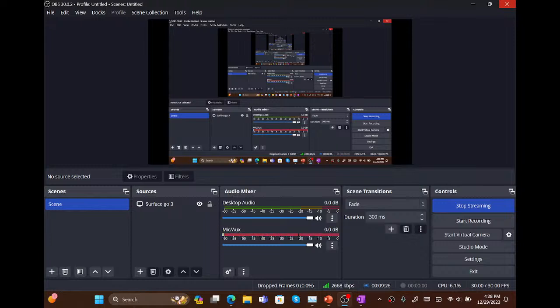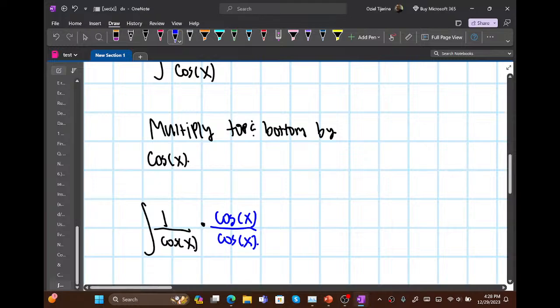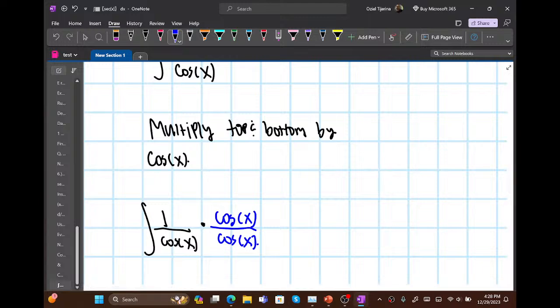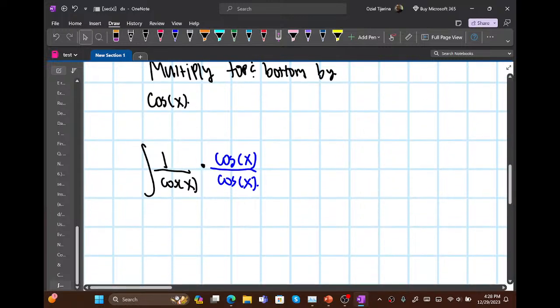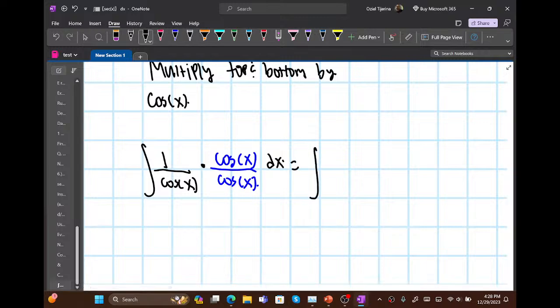Okay, so I cannot quite explain why we do it this way, but we are going to do it this way. At the end, we are trying to make it so that one of the expressions can be integrated by U substitution, or by partial fractions and then U substitution, and so on. So we're going to say that this integral is equal to the integral of cosine of x over cosine squared of x dx.